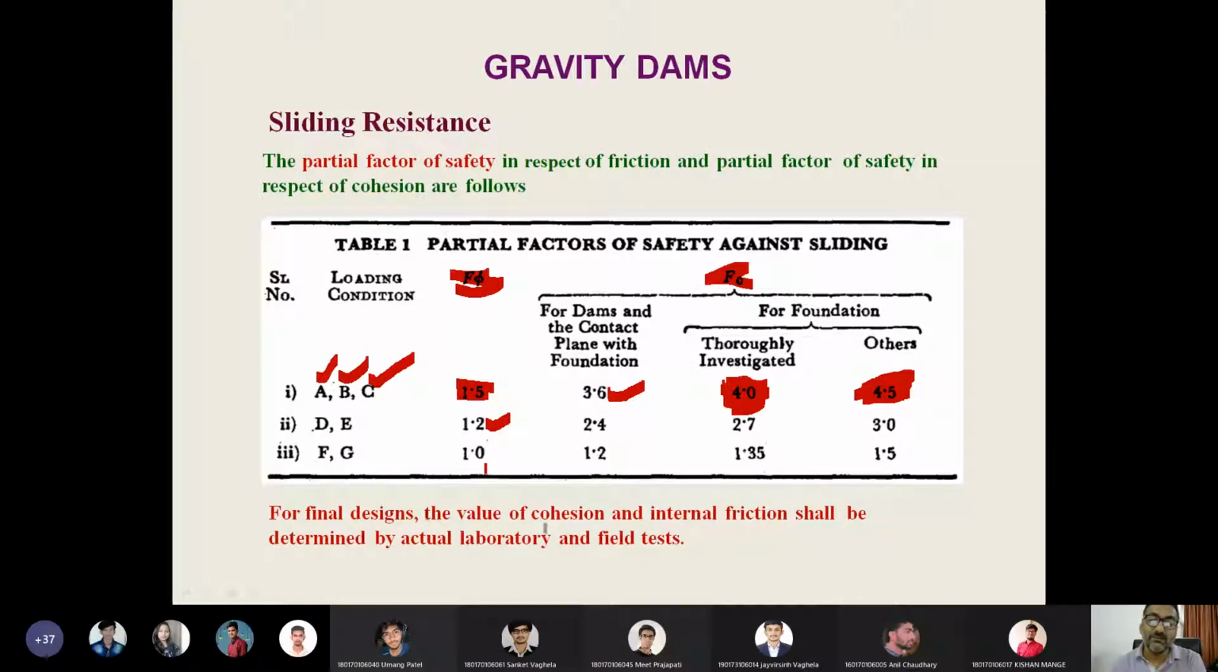For final design, the value of cohesion and internal friction shall be determined by actual laboratory and field tests for large projects. I added this. Large project means the central government defines large project as per the fund they are distributing, say 1,000 crore and more. Smaller ones you could define through area, but through funds also they need to be defined. So these values of friction need to be determined, should not be taken directly as 1.5, 3.6, but you should calculate it, do the experiment in the laboratory. If you are not doing it, your team should do it.